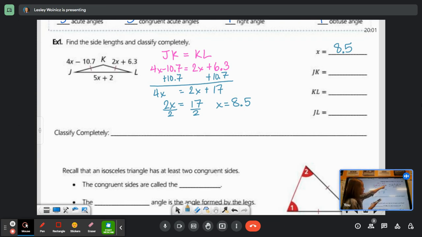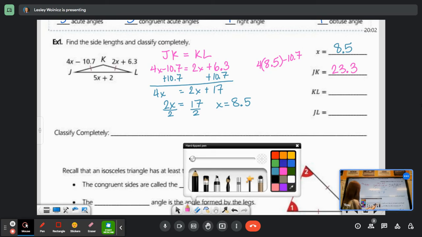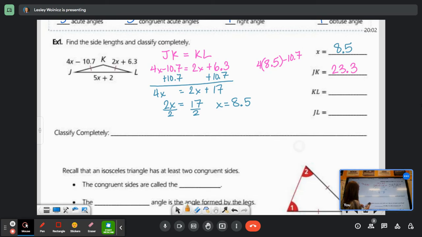All right, so for JK, I want 4 times 8.5 minus 10.7. That's 23.3.